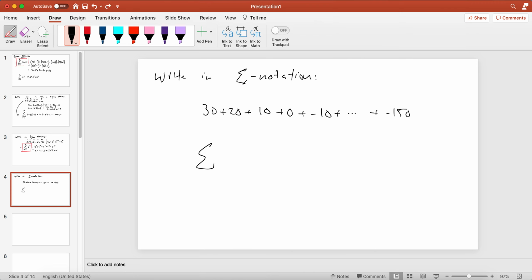This is an arithmetic sequence, so let's actually figure out what is the general term of this arithmetic sequence. General term, a sub n, is, let's see, my difference is minus 10. Excuse me, I apologize for my hoarse voice again. My difference is minus 10, so I start at 30 plus minus 10 times n minus 1, okay? That's the general term.